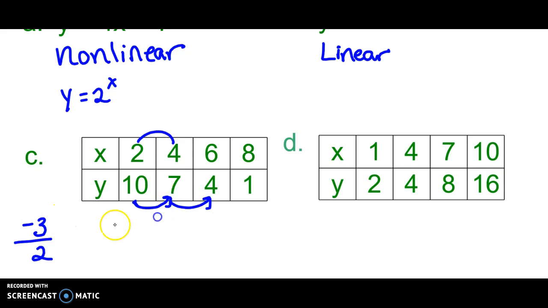So 7 to 4, I'm subtracting 3, and 4 to 6, I'm adding 2, and 4 to 1, I'm subtracting 3, and 6 to 8, I'm adding 2. So every single ratio equals -3 over 2, so this one's linear.